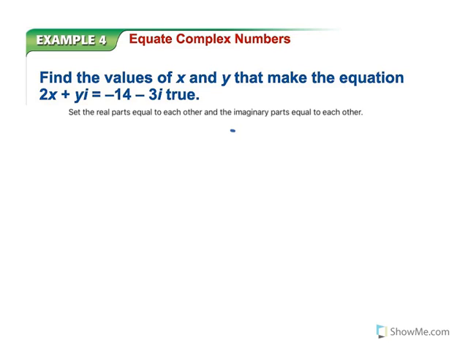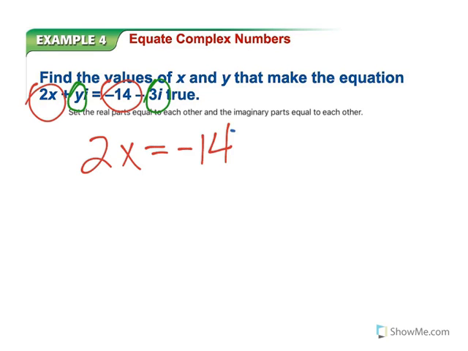Again, we're trying to find the values of x and y that make the equation 2x plus yi equals negative 14 minus 3i true. The way you know which ones are real and which ones are imaginary is that the imaginary ones have the i in them, and the real ones do not. So we're going to take 2x equal to negative 14, and we're going to take y times i equal to negative 3i. And we're going to solve each of these equations.